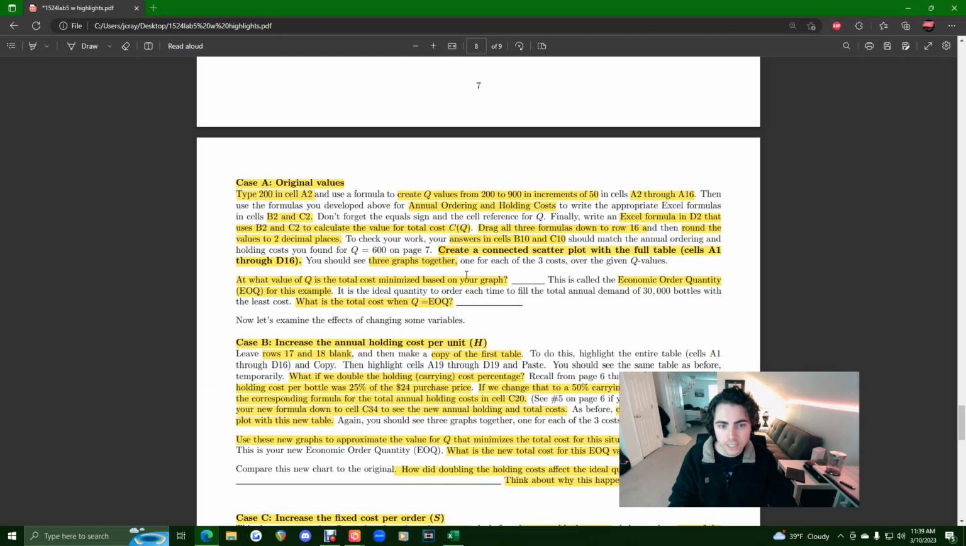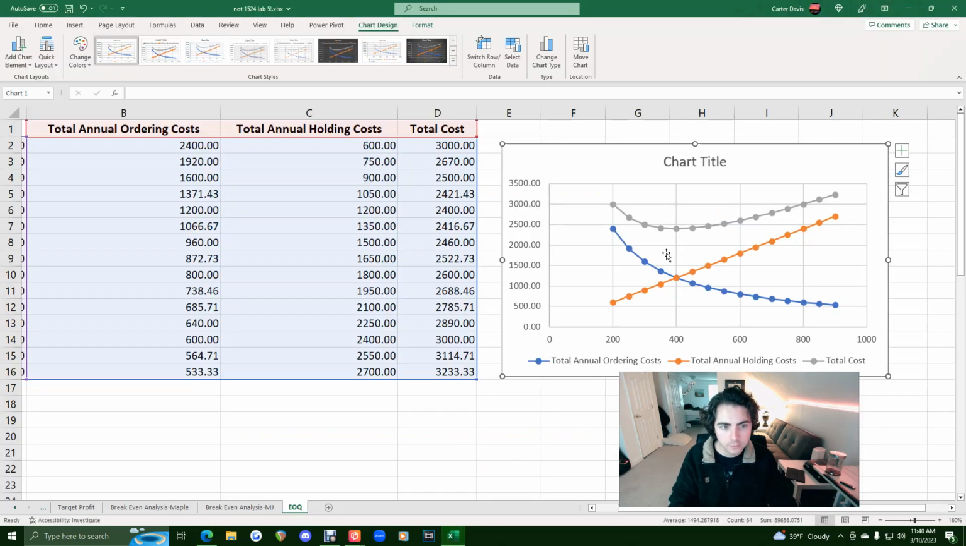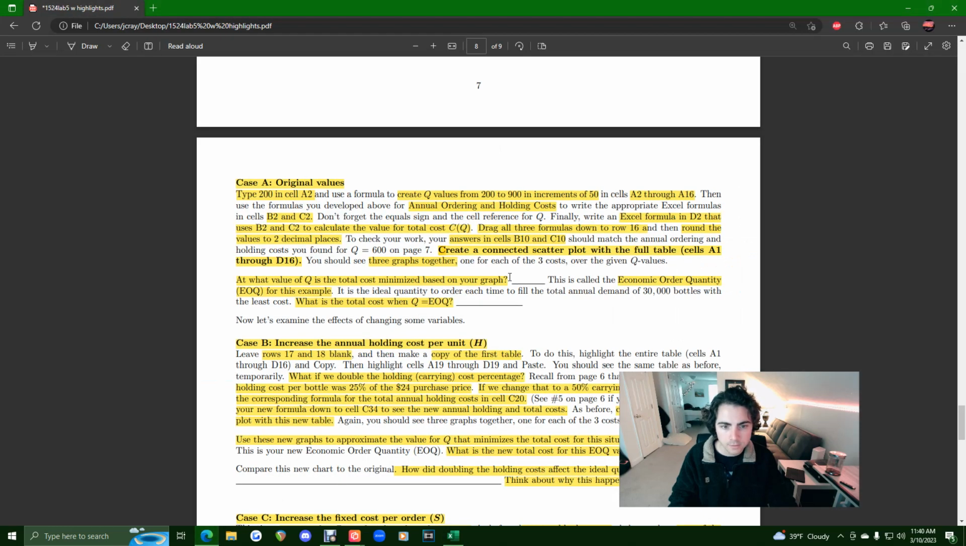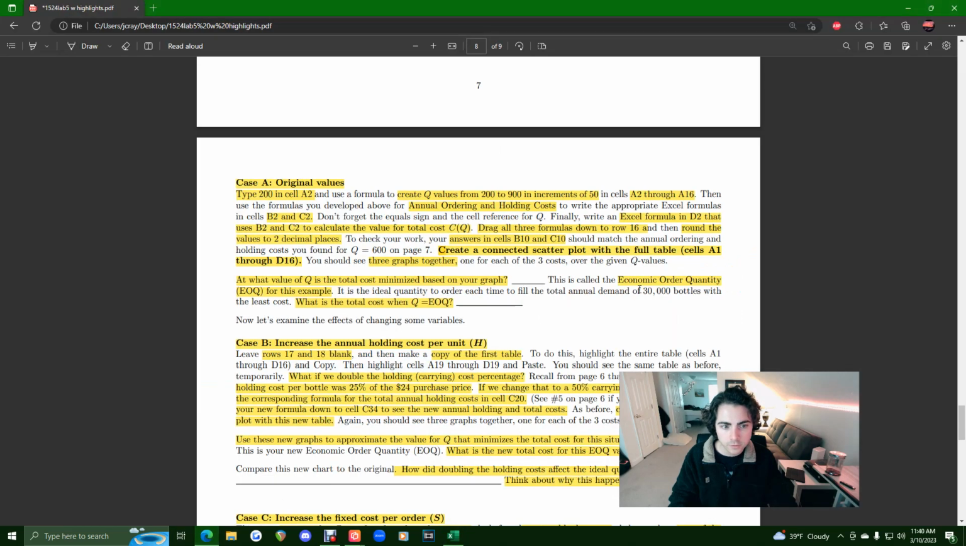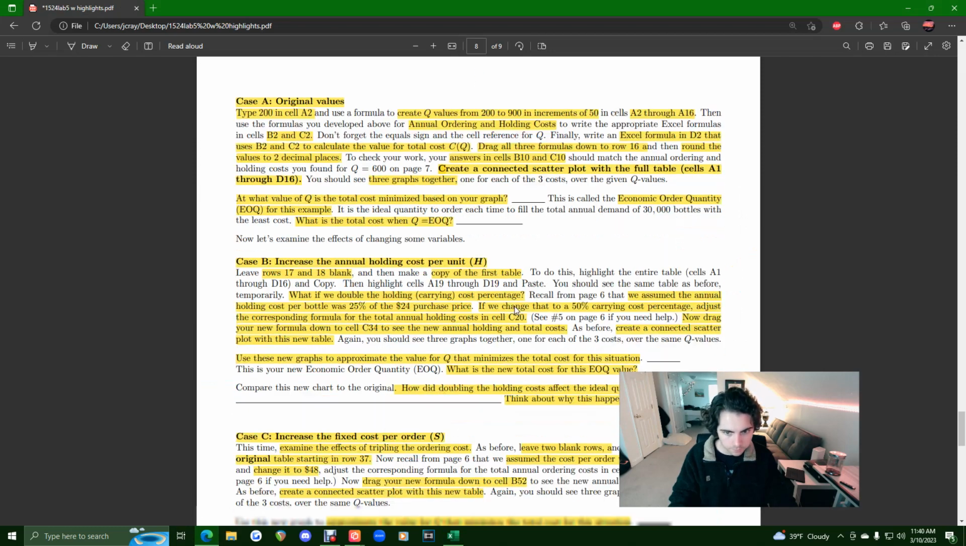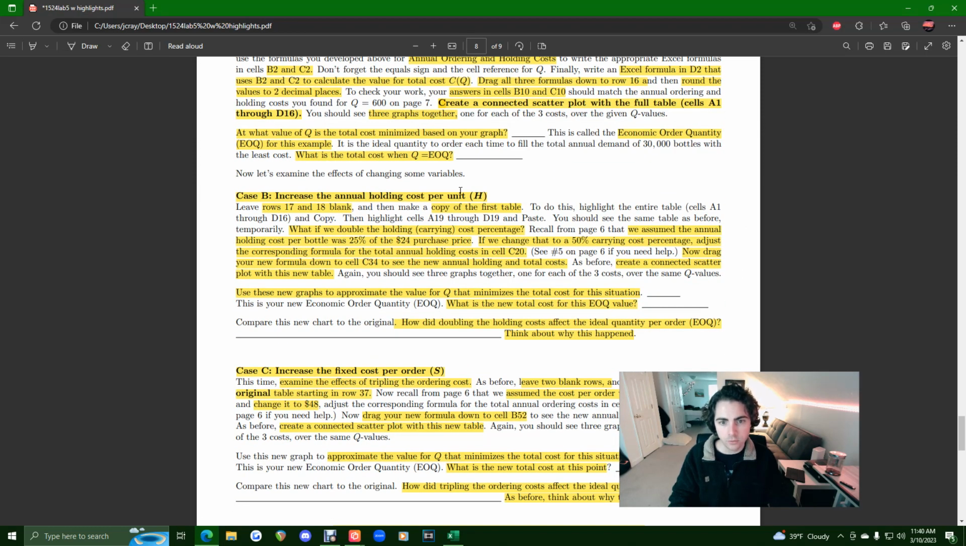You should see 3 graphs. At what value of Q is the total cost minimized based on your graph? The minimum of the total cost, this gray curve, is at a quantity of 400, just looking at the point there. And the cost itself corresponding to it is 2,400. So what do we say? 400 and 2,400? Yeah. All right. 400. That's the EOQ. 400 is the EOQ. What's the total cost? 2,400.